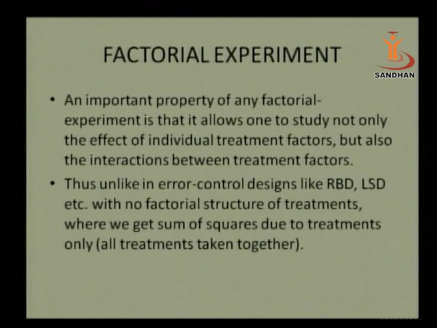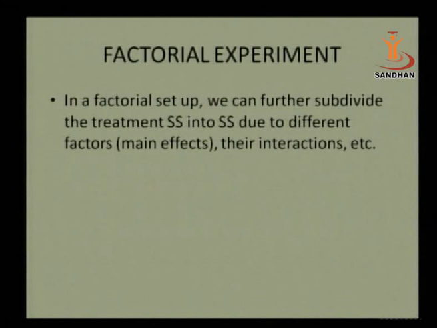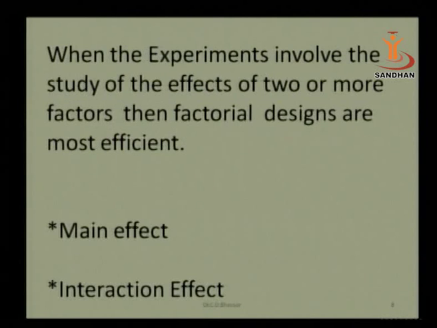Thus, unlike error control designs like randomized block design or Latin square design, with no factorial structure of treatments, where we get sum of squares due to treatments only from treatment combinations, in a factorial setup we can further subdivide the treatment sum of squares into sum of squares due to different factors, that is main effects or interactions, etc. Now Dr. C.D. Bhavsar will take an example.